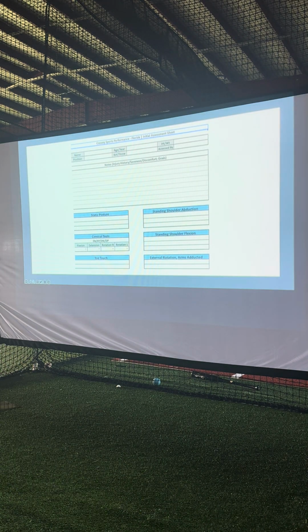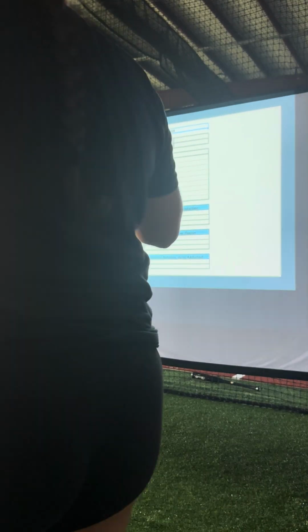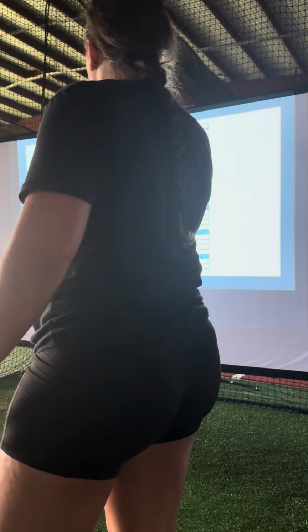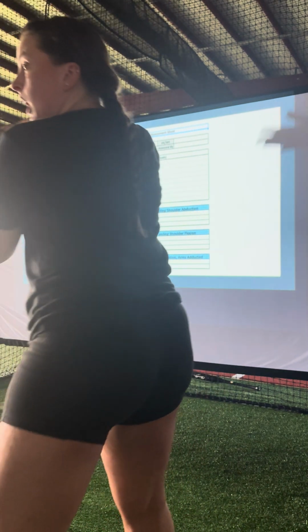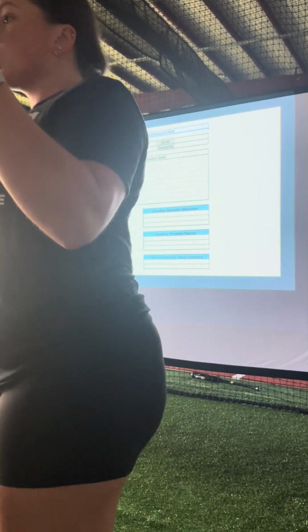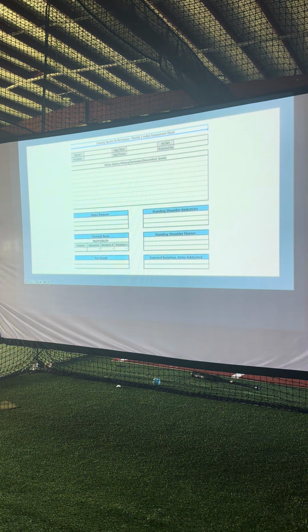All right, so we're going to jump into this. Most of you have seen this. This is our intake information form. We're going to be going over this top half portion today, and then next week we're going to jump into more range of motion and stuff like that.